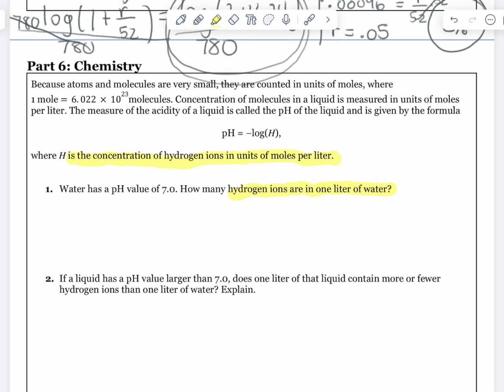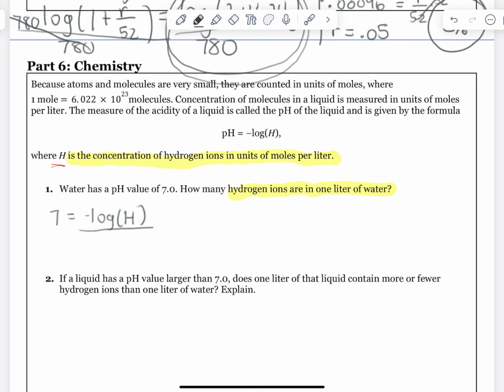Do you notice how the two things that are highlighted in yellow are the same thing? And what is the variable that represents the concentration of hydrogen ions? Well, wouldn't that be H? Yes, it would. So what they're asking you to do is replace the pH value in that equation with 7. So we have 7 here, and set it equal to negative log of H. And we are solving for H. We're solving for the number of hydrogen ions in 1 liter of water.